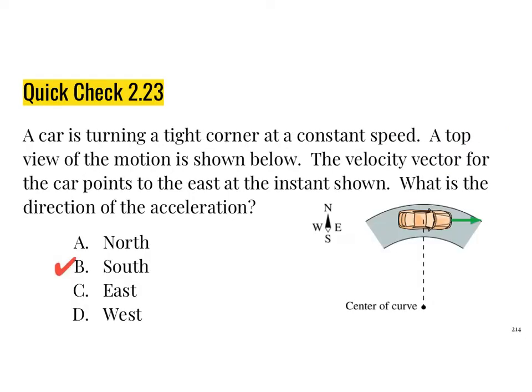have an acceleration. Another quick check: a car is turning a tight corner at a constant speed. Top view of the motion is shown below. The velocity vector, we're going straight right here. Technically, that's going to change as it continues to go around the circle. Points east, what's the direction of the acceleration? Well, this is the radius of curvature. And for circular motion, the direction of the acceleration is always directly towards the center of the circle. So the direction in this case is going to be south.